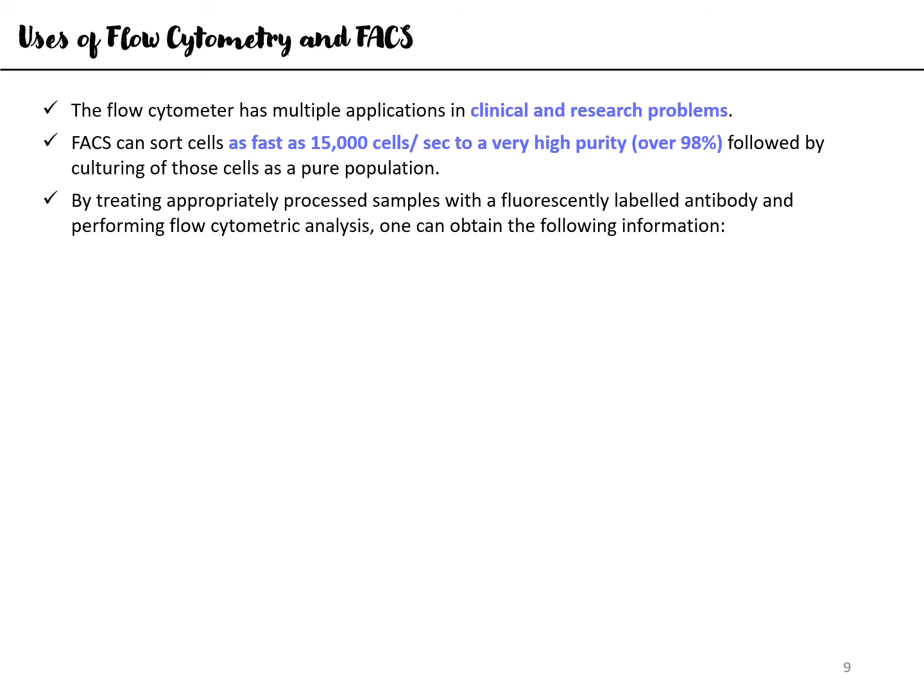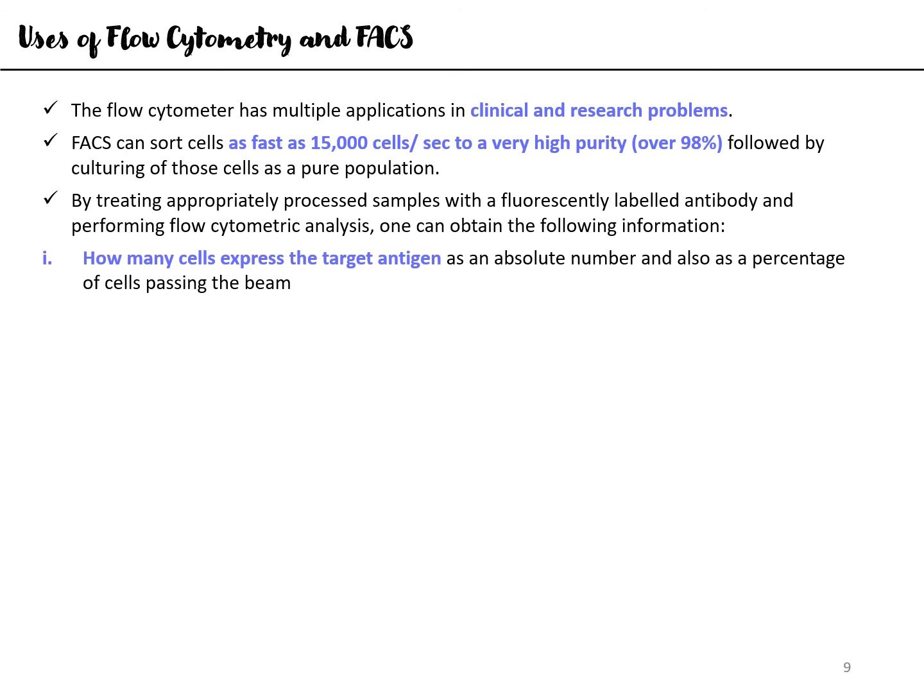By treating appropriately processed samples with a fluorescently labeled antibody and performing flow cytometric analysis, one can obtain the following information: how many cells express the target antigen as an absolute number and also as a percentage of cells passing the beam.